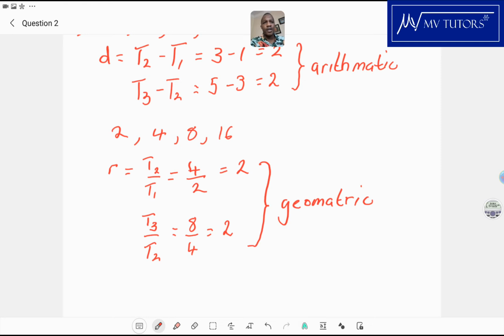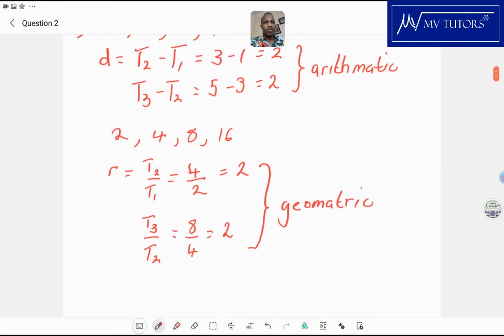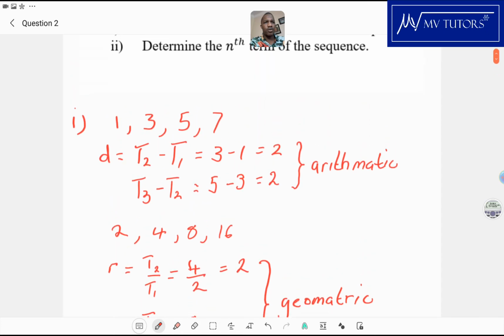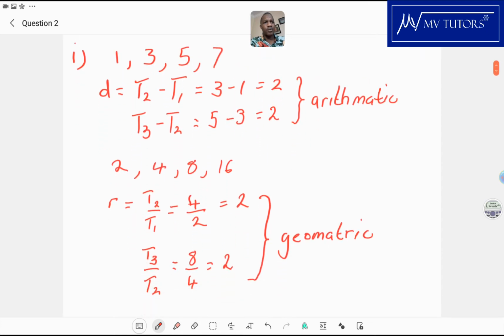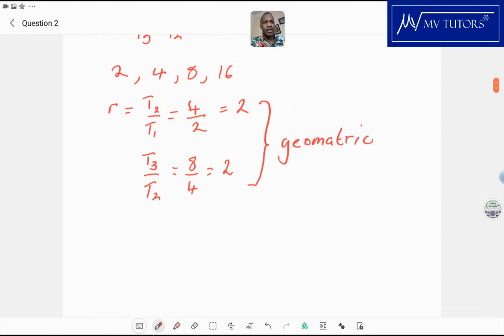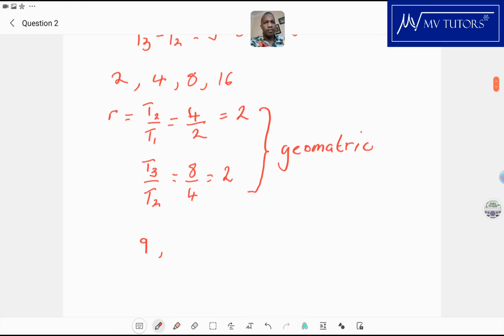Now they want the next two terms. So on the top, the last number is 7. So the next one is 7 plus 2, which gives us 9. And then 9 plus 2, which gives us 11.